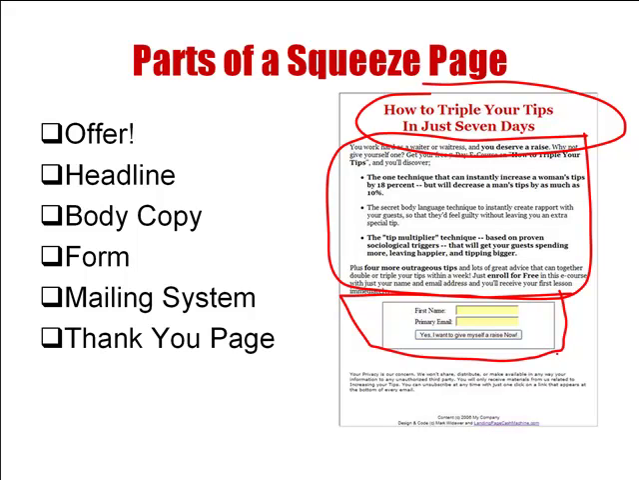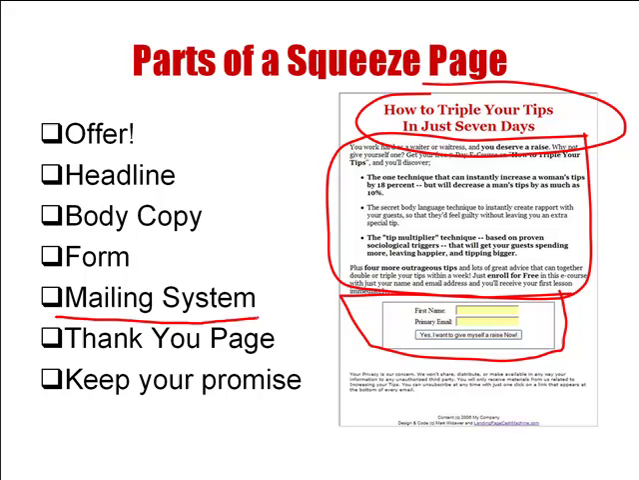And then you've got a thank you page. And the thank you page is not visible here, right? That's the page somebody goes to after they fill out this form. But here's the important part. On that mailing system, like in the email messages that follow up, and on the thank you page, you've got to keep the promise that you're making, right? If you're making a promise that you're going to teach them these 3 things, then go ahead and teach them those 3 things.